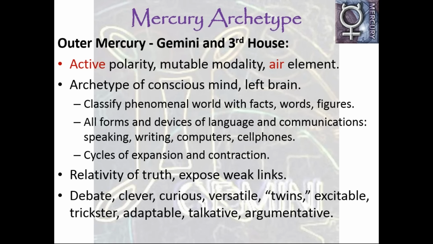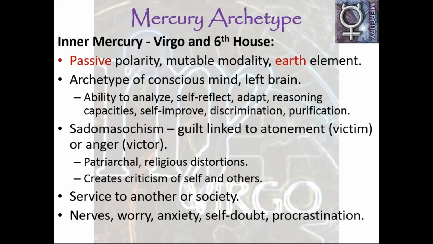Now, Mercury's rulership of Virgo in the sixth house is inner Mercury due to the passive polarity. And you can put air and earth elements into it as well for Gemini and Virgo. We're still conscious mind, left brain here, but now Mercury is gaining that ability to analyze, to adapt, to reason, to work through all of our purifications and self-improvement issues. There's a different flavor to Mercury here in passive mutable earth.